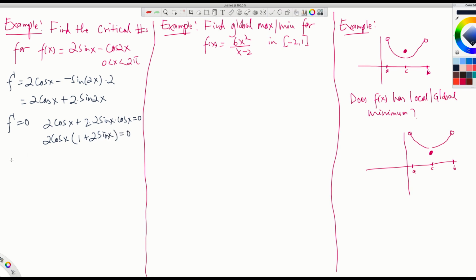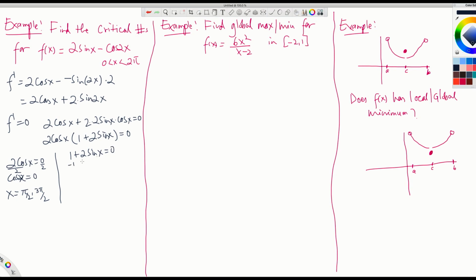So you do either 2 cosine of x equals 0. What values give cosine 0? So cosine of x equals 0, if you divide both sides by 2. What values of x give cosine 0? That is pi over 2, right? And then 3 pi over 2. That's what you will get. You see that? Pi over 2 and then 3 pi over 2. Similarly, you want to find the other factor: 1 plus 2 sine x equals 0.